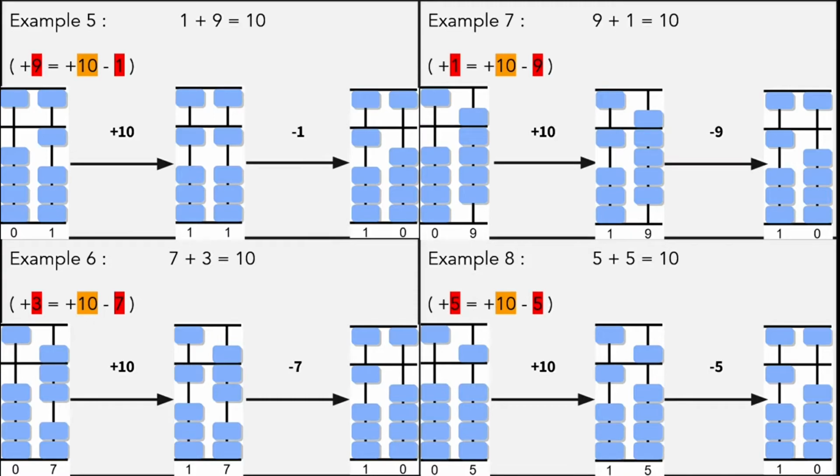Example 7. 9 plus 1 equals to 10. Adding 1 is equals to adding 10 and then subtracting by 9. This is because when I add 10, I added 9 too much. I'm supposed to add 1 but I added 10 instead, so I must subtract 9 to get rid of the extra that I've added. After that, we get a value of 19, and then after minusing 9, we get a value of 10. For example 8, 5 plus 5 is equals to 10.